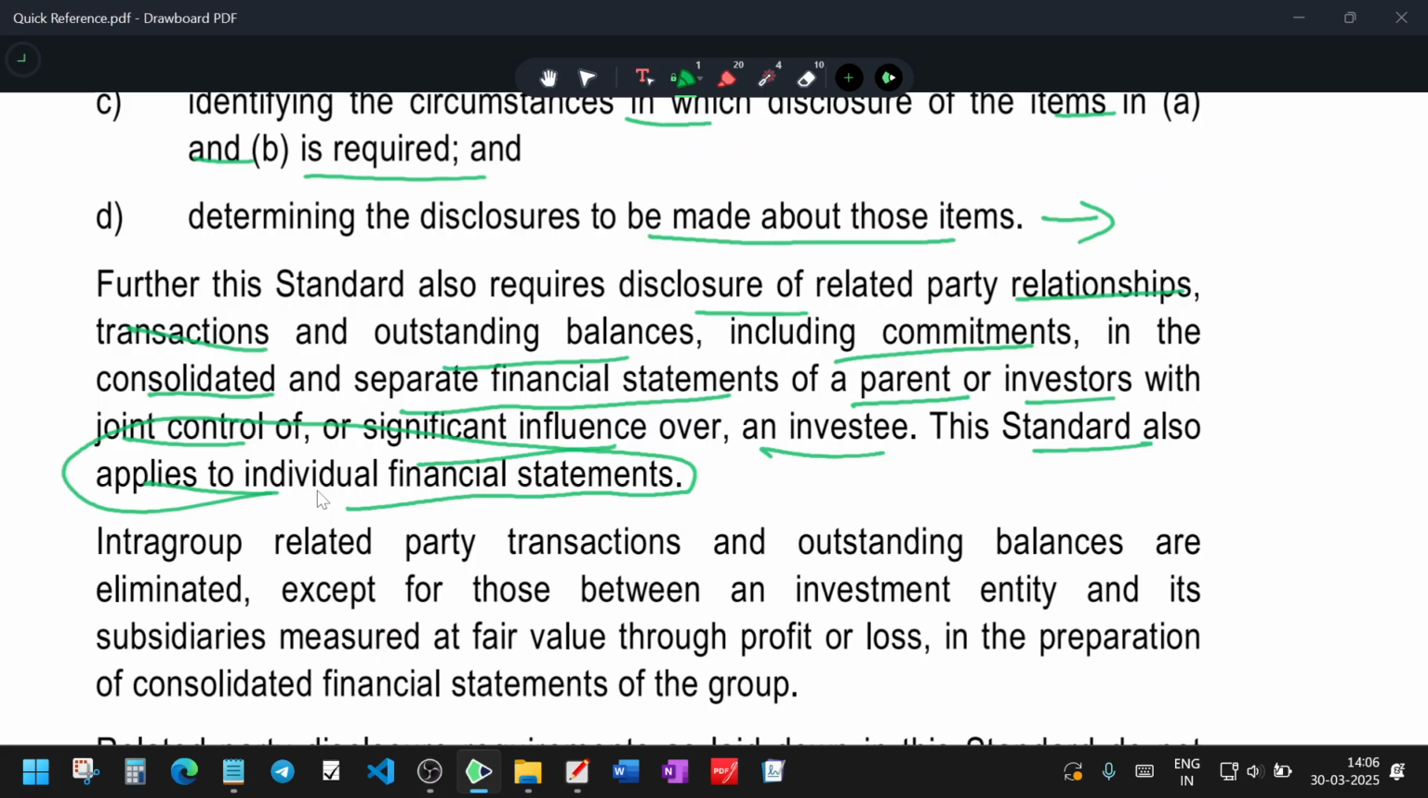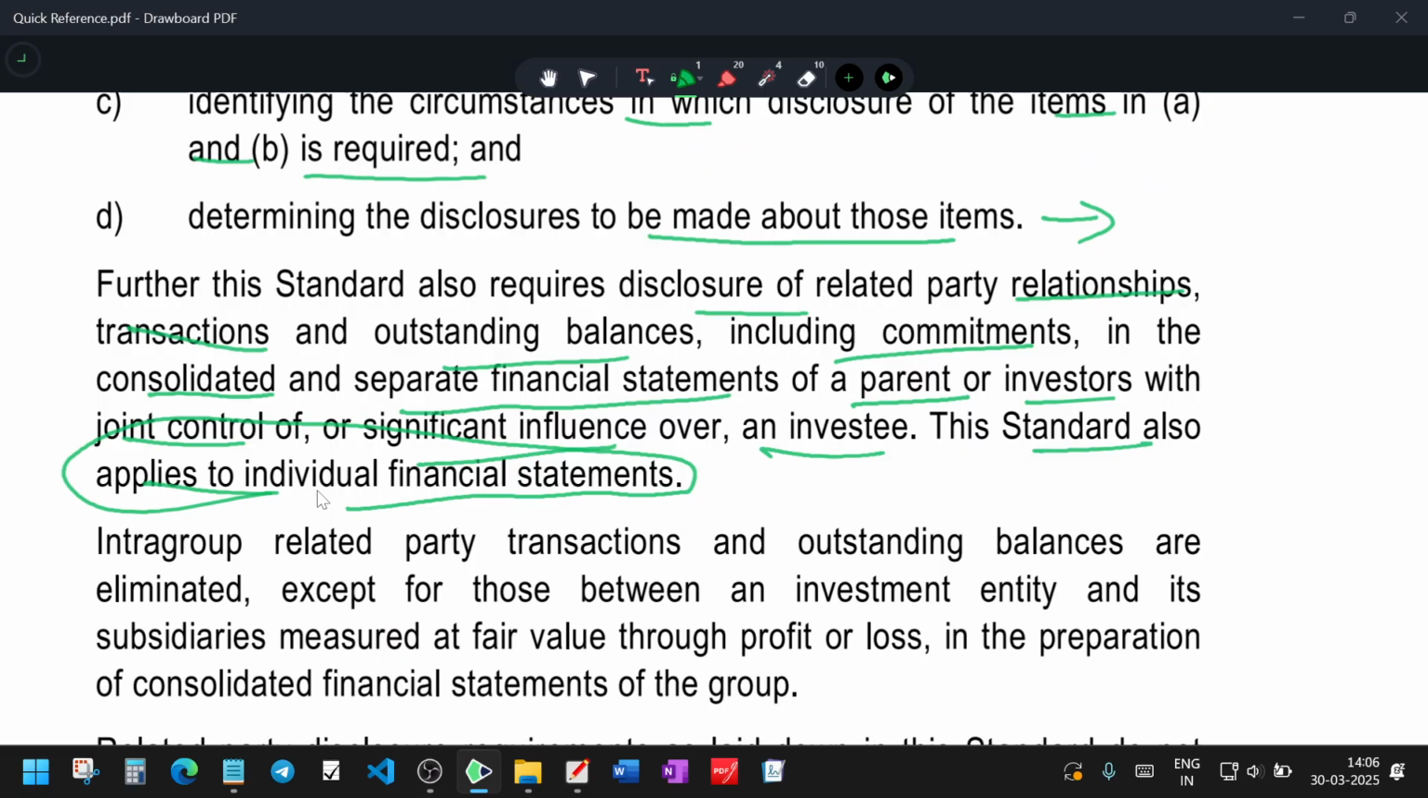I am going to give this. I have a patent in this. The company has placed an order with me and I have it pending. I have got a loan from the company. I have given a loan to the company. Everything should be disclosed, in the consolidated financial statements and also in the separate financial statements.